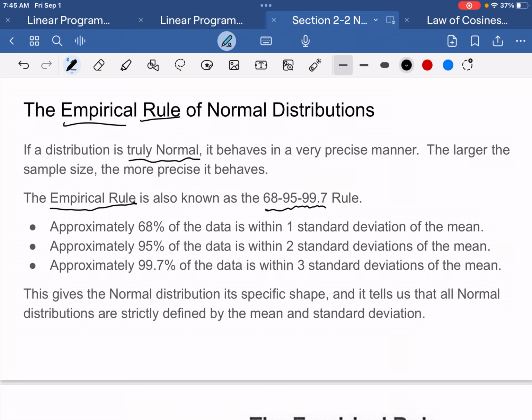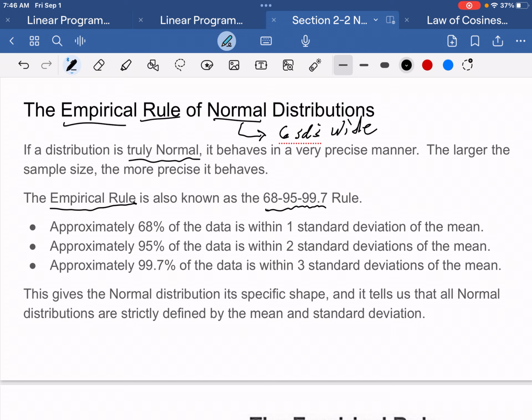Approximately 68% of the data is within 1 standard deviation below and above the mean. Approximately 95% of the data is within 2 standard deviations above and below the mean. And approximately 99.7% of the data is between 3 standard deviations below to 3 standard deviations above. So that kind of says that a normal distribution is about 6 standard deviations wide. Okay, so just something to remember there.